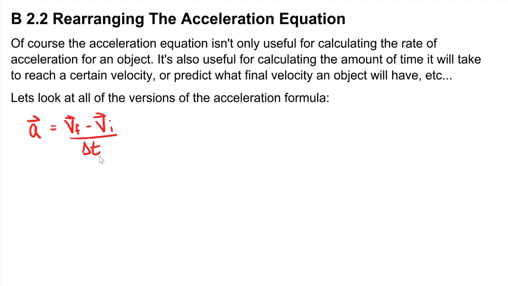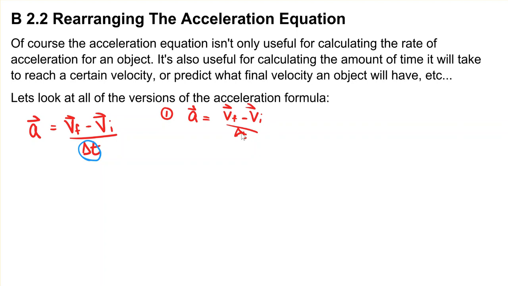There are three other variables that we could solve for in this equation, or isolate. The first one that we're going to talk about is delta t. How would we do that? Well, pretty similar to what we've done earlier. So here we go, number one. A equals VF minus VI over delta t.